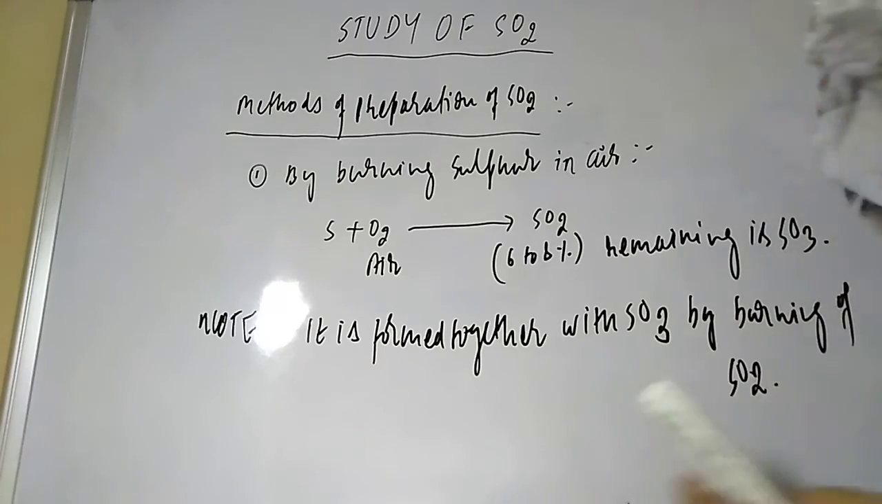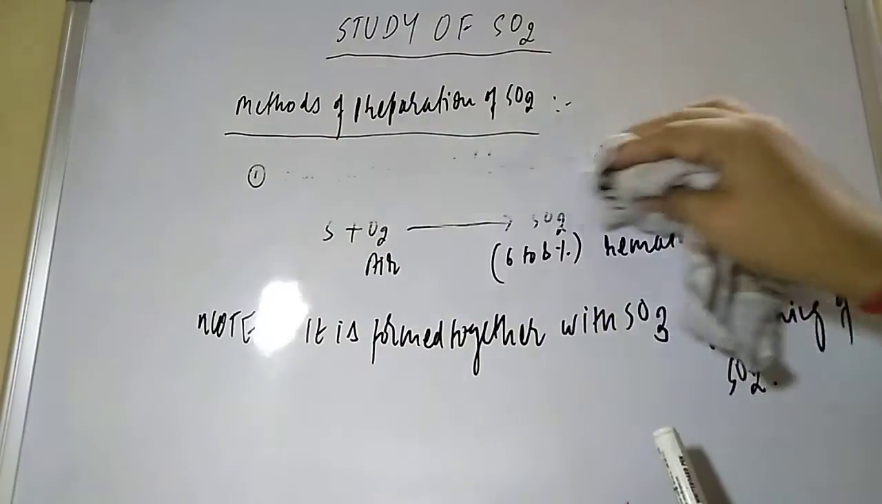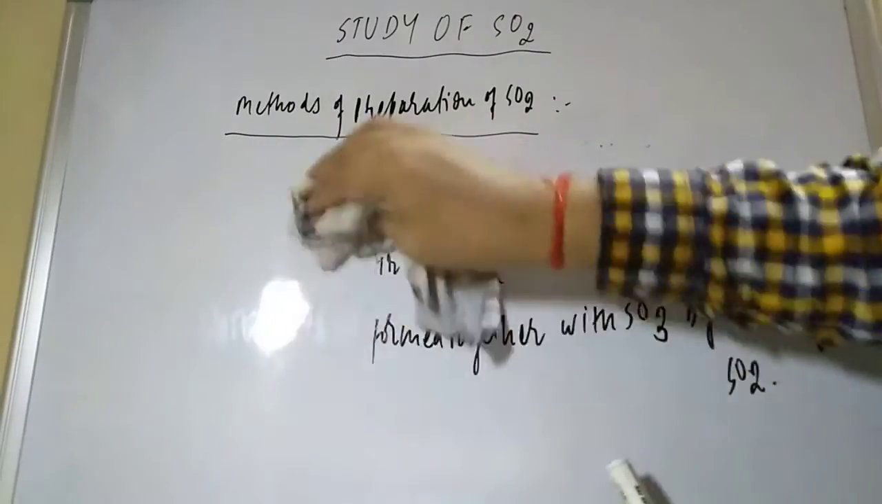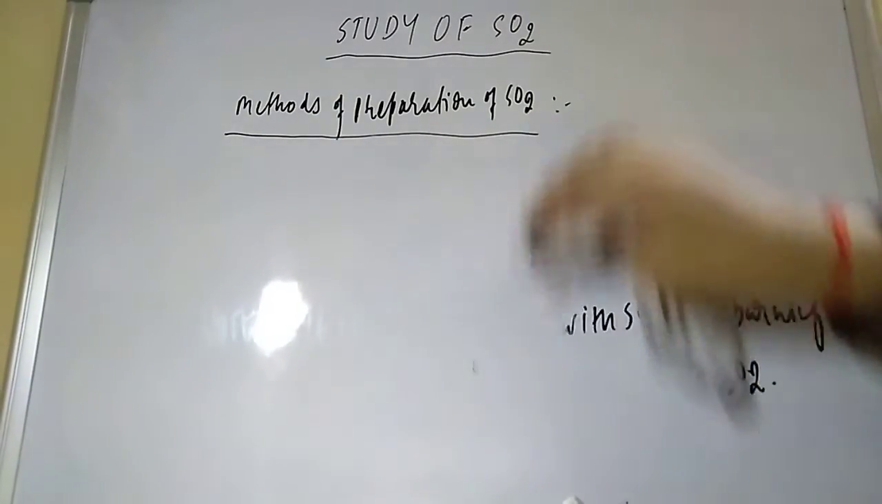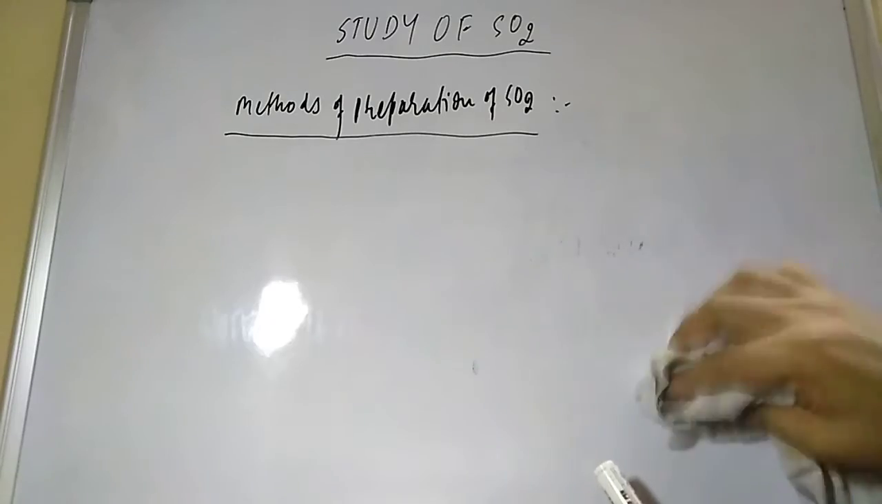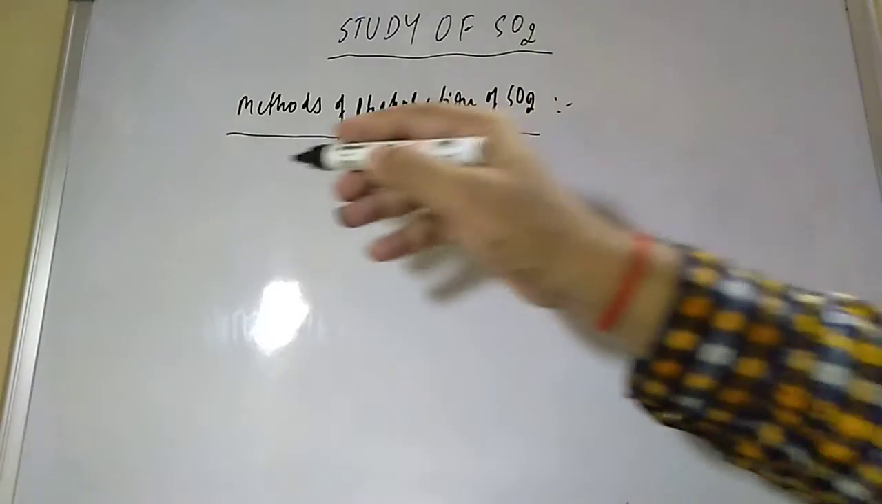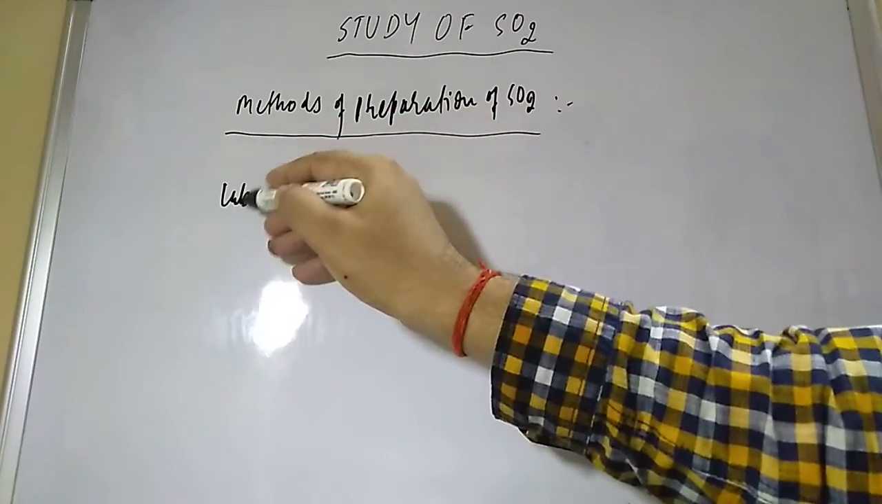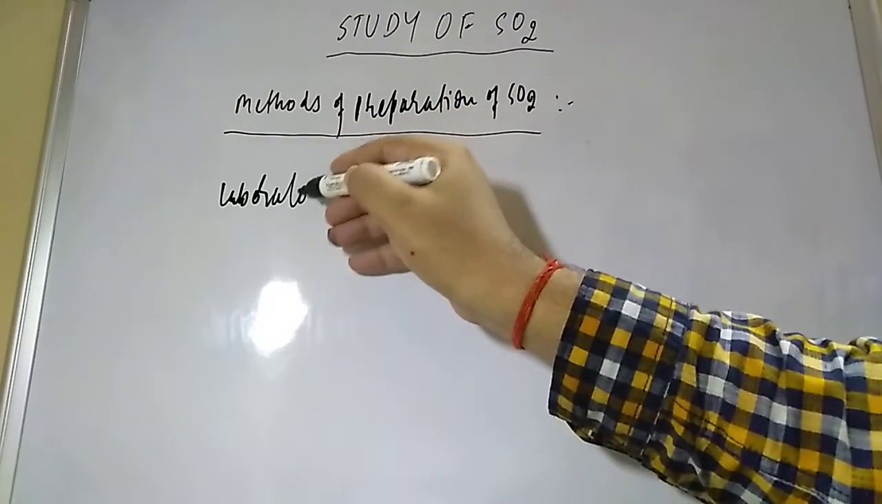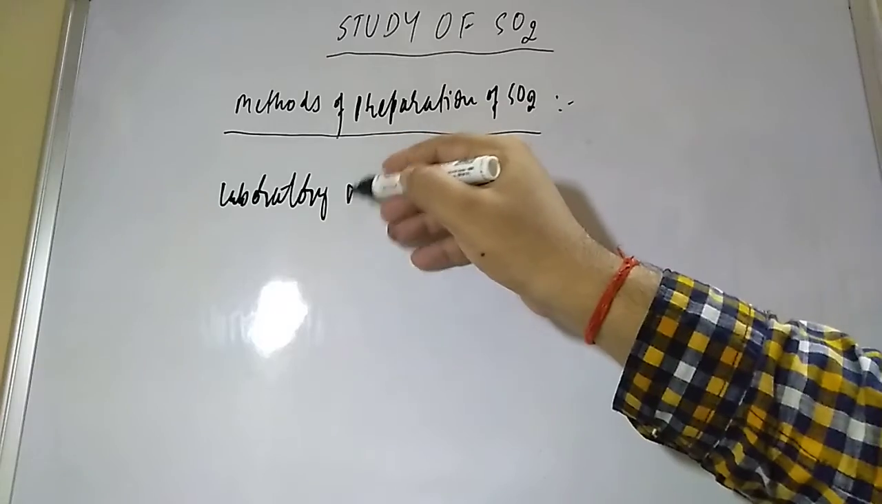Now, students, we are erasing this and we are going to explain some other method. And what is the other method? The laboratory method is also one important method. So let us see the laboratory method. In the laboratory we prepare it from a sulfite. Let us write this one: laboratory method.